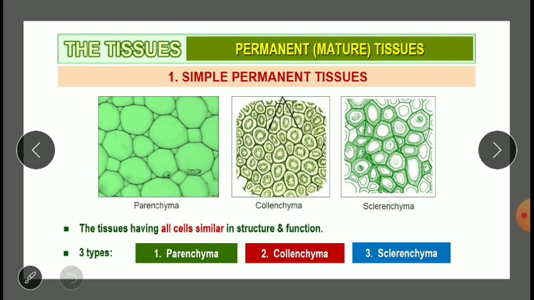The simple permanent tissues are going to be those tissues which are having all cells similar in structure and function. Many cells coming together are tissues. So the simple permanent tissues are going to be having similar cells or the same type of cells which are forming the same structure and having the same function. So that are known as the simple tissues. There are three types of the simple tissues: parenchyma, collenchyma and sclerenchyma.